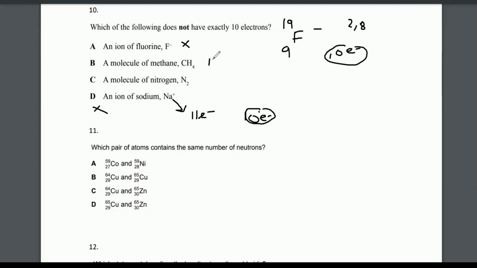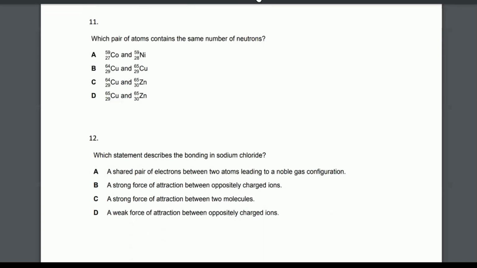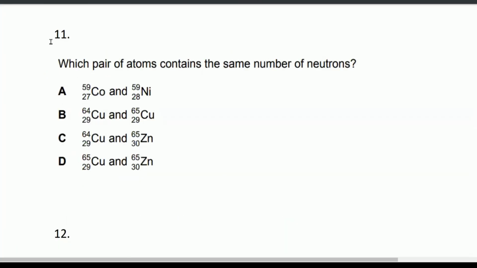Now, methane would have, carbon has 6 electrons. Why have I written 12? Sorry. Carbon has 6 electrons and hydrogen has 1 electron each. So that's a total of 10 for that one. Nitrogen has 7 electrons each, so that's 14. So it's nitrogen that doesn't have 10 electrons. A molecule of nitrogen, each has 7.